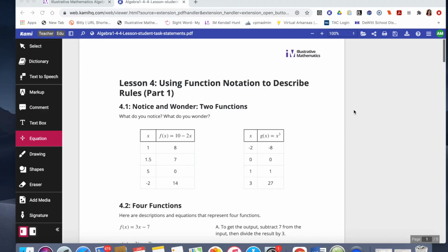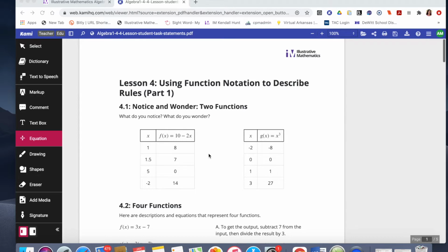Okay, this is Unit 4, Lesson 4, Using Function Notation to Describe Rules, Part 1. So in this first part, this is a notice and wonder. I usually have my students write down at least one thing that they notice and at least one thing that they wonder, and then we discuss it as a whole class.